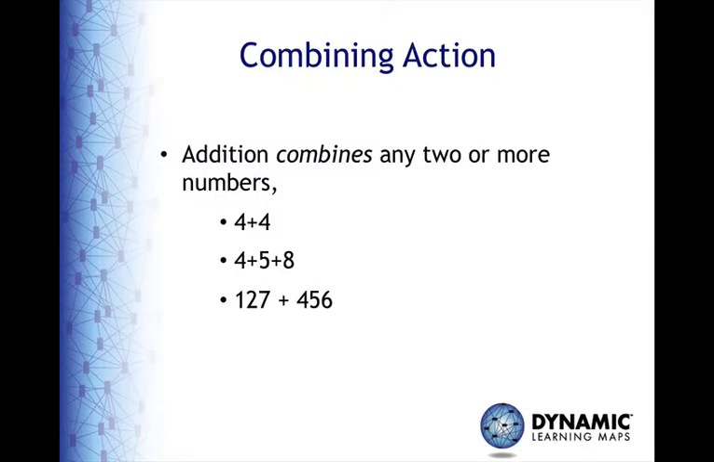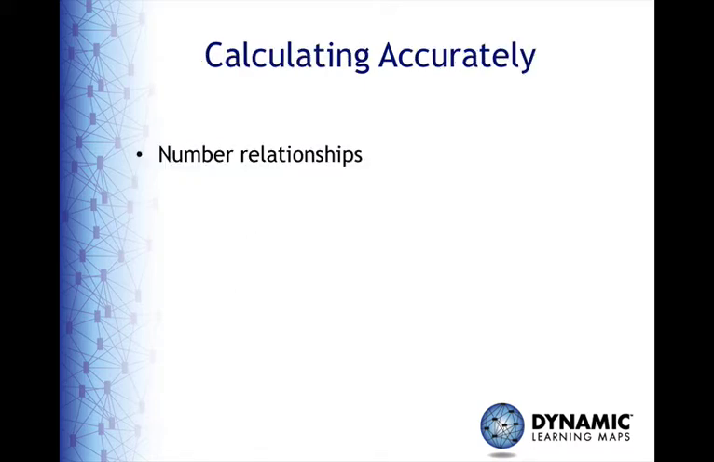Addition is essentially the act of combining any two or more numbers, whether those numbers are small or large. However, before students can do this, they must understand the concept of more and one more. And calculating accurately requires a number of skills and understandings. The first is the number relationships. This provides strategies that help students remember basic facts or ways to figure out unknown facts from those already known. There are three strategies associated with number relationships.